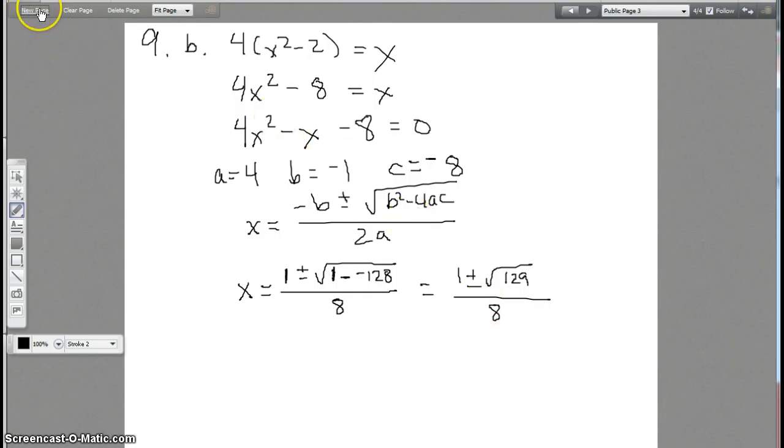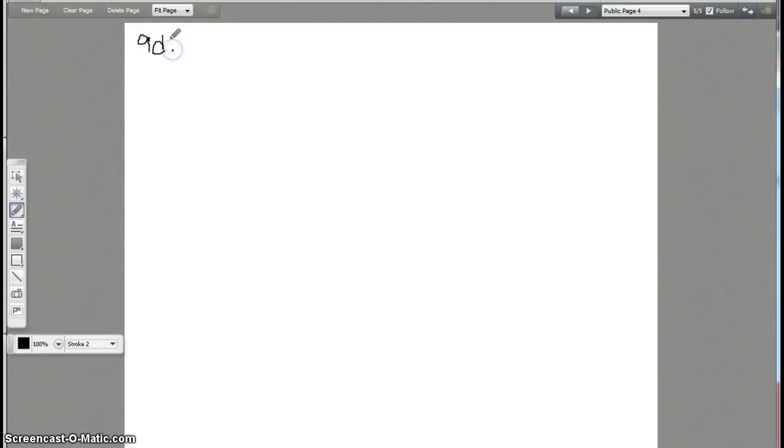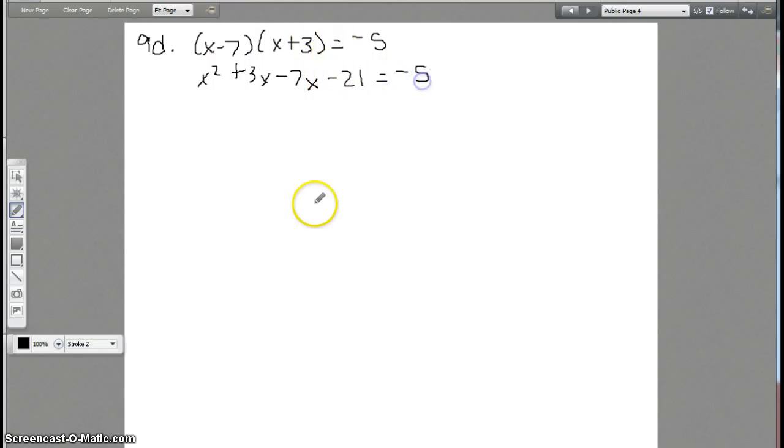Let's move on and look at number 9, part D. So part D says x minus 7 times x plus 3 equals negative 5. So we need to multiply this out. If you are not absolutely rock solid on multiplying things out in this form, please use a grid. X times x is x squared. X times 3 is 3x. Negative 7 times x is negative 7x. Negative 7 times 3 is negative 21. That equals negative 5.